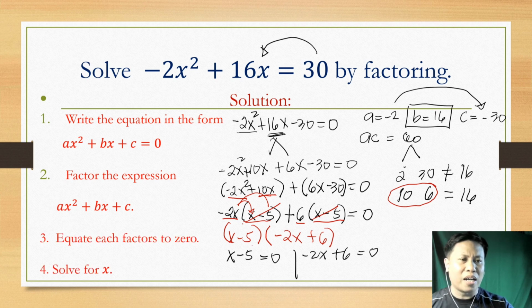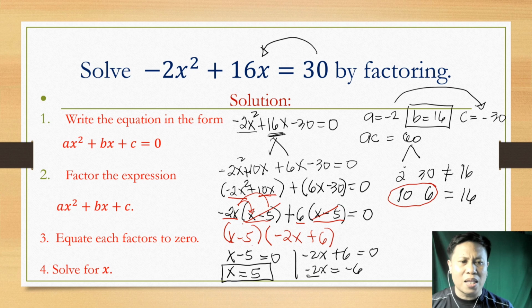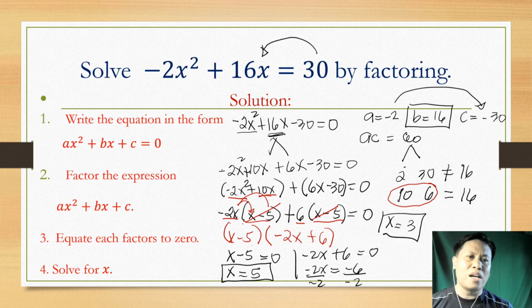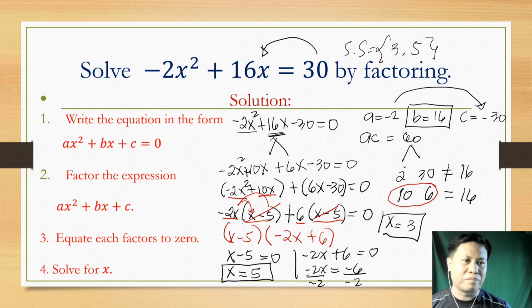Then we have to solve for x. For this one, we transpose negative 5 to the right side, so it will become positive 5, meaning this is one of the values of x. And for this one, negative 2x, transpose positive 6, it becomes negative 6. Divide both sides by negative 2. So our x is positive 3. Therefore, the solution set of the given quadratic equation is positive 3, positive 5. Okay, let us have some exercises.